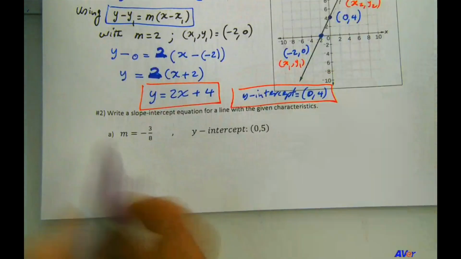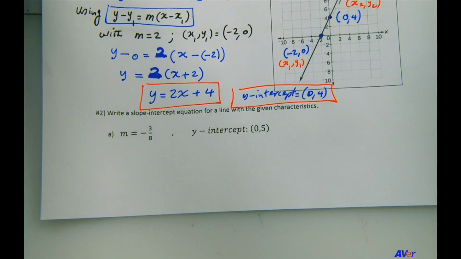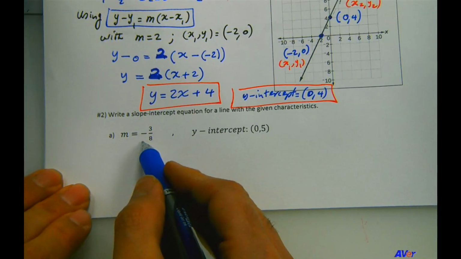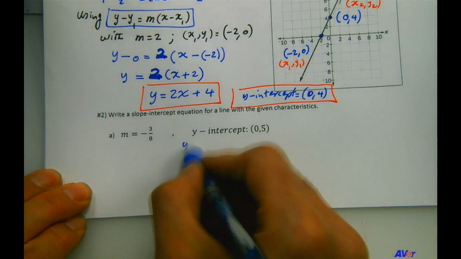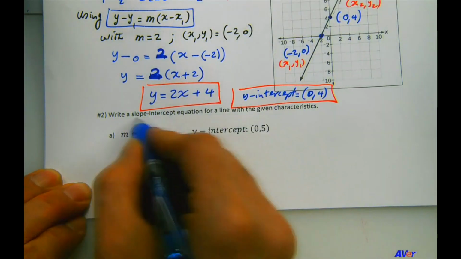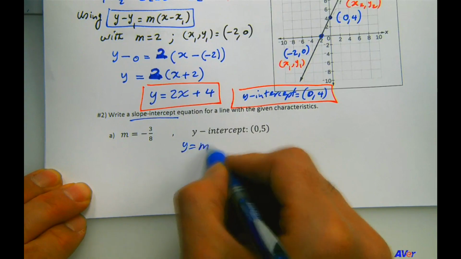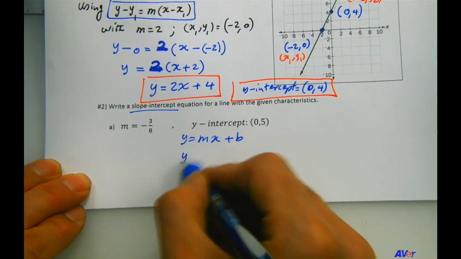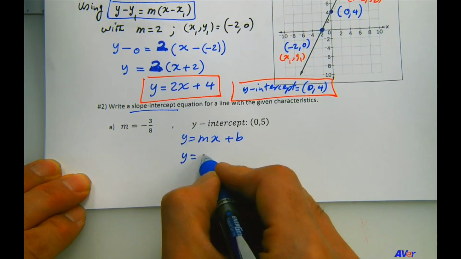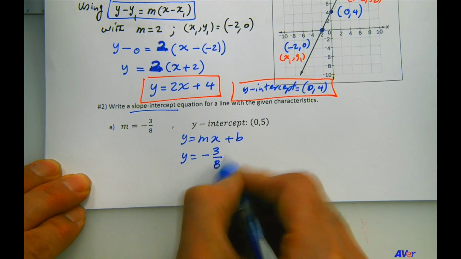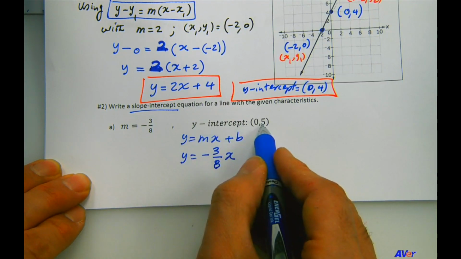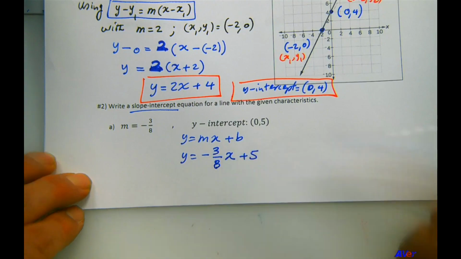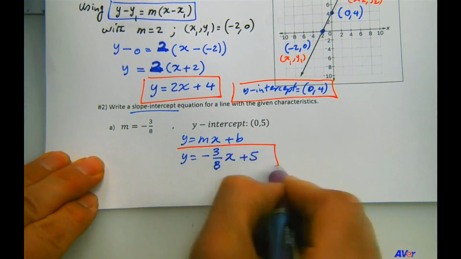Okay, so write a slope-intercept equation for a line with the given characteristics. Okay, so the slope is that, and the intercept is that. We know that the slope-intercept form is y equals mx plus b, right? Okay, so y is y. The slope m is minus 3/8. And the y-intercept is 0, comma 5. So plus 5, and we're done. That's it.